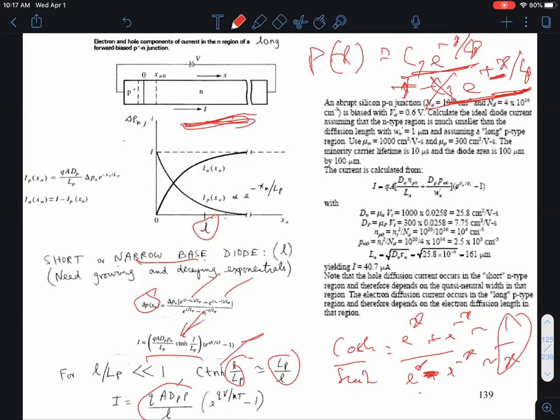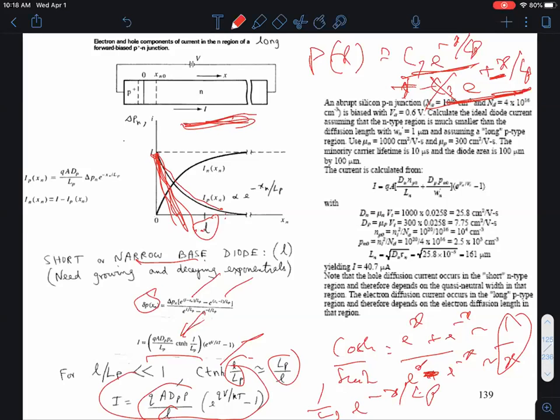So you still have this exponential dependence on forward bias. But now, what you find is the carrier concentration profile, instead of dying down exponentially with distance, is pulled down to 0, almost like a linear profile. Therefore, you get 1 over L, where L is the length of the diode, rather than 1 over LP e to the power minus x over LP as you had in a long diode. So that's the expression for the IV in a short diode.